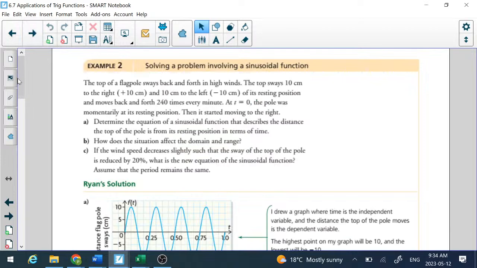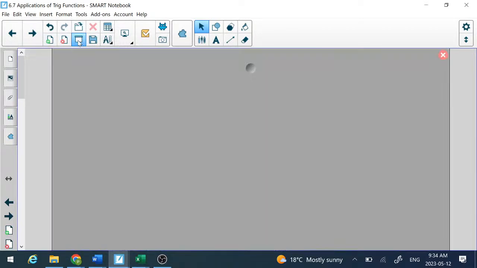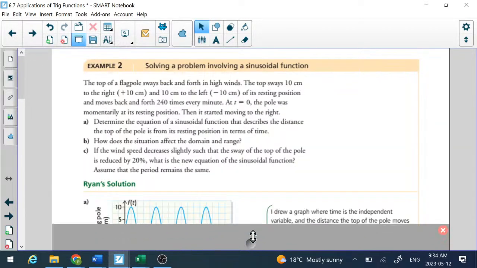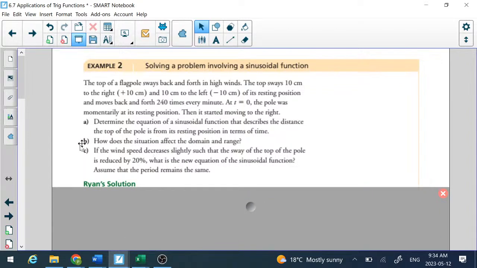Next one, flagpole. You know, the poles that you hang a flag on. So the top of a flagpole sways back and forth in high winds. The top sways 10 centimeters to the right, 10 centimeters to the left. You might say, well, which direction is negative? Up to you. In the question, they specify, we're going to call to the right plus 10 and to the left minus 10. Cool?